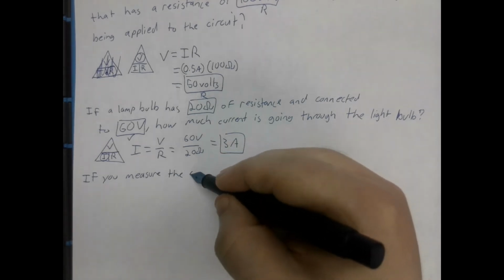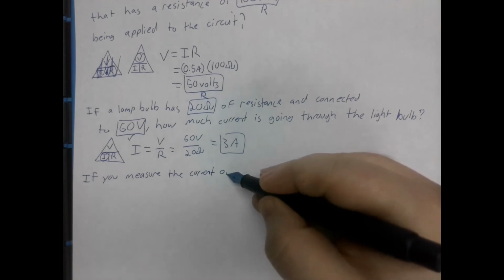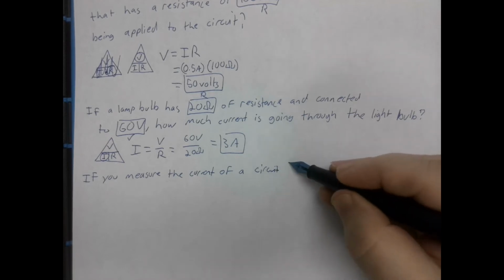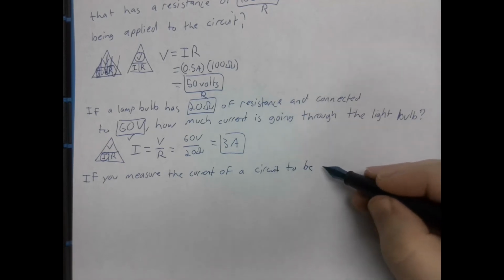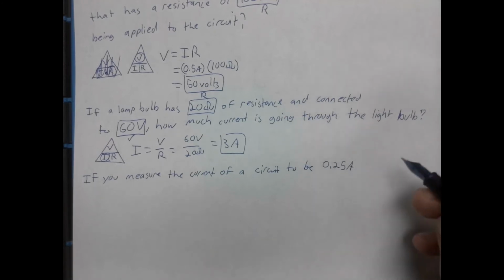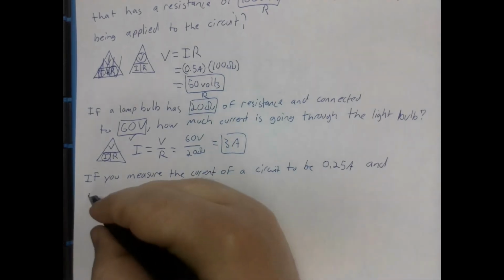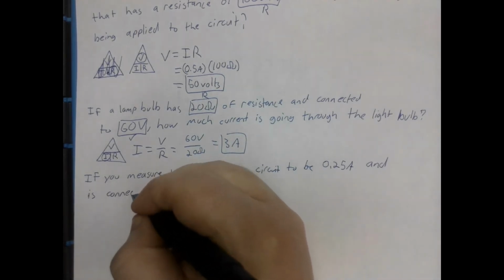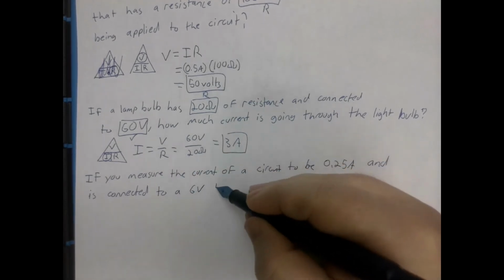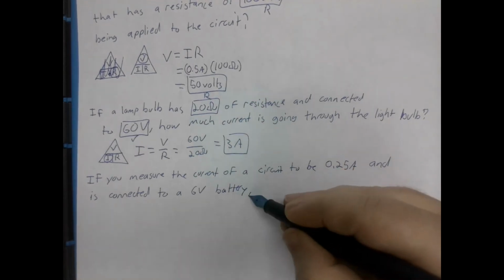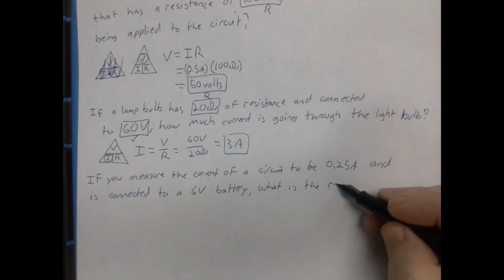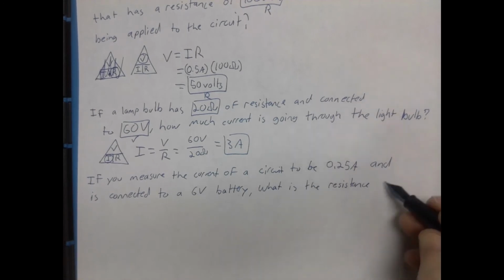If you measure the current of a circuit to be 1/4 of an amp, or 0.25 amps, and is connected to a 6-volt battery, what is the resistance of the circuit?